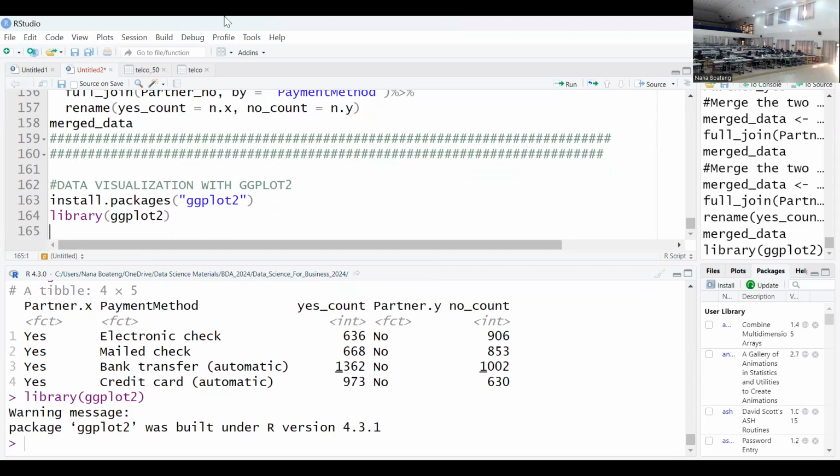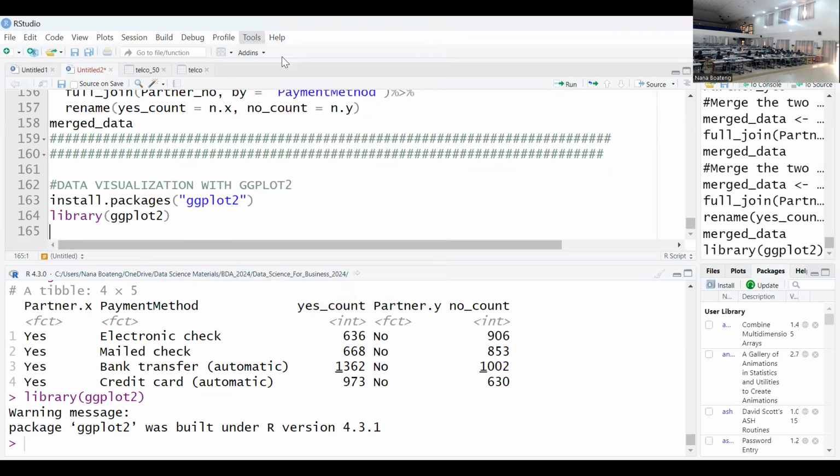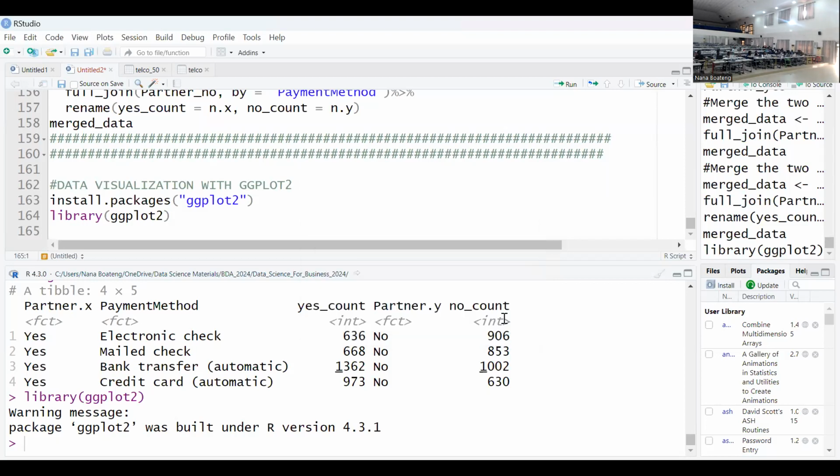Another way you can install packages is to go to Tools. When you go to Tools, you see Install Packages. Instead of writing the syntax, you can click on it, and a dialog box will open. Then you write whatever you want to install, so ggplot. See that it will come up by itself. Choose it and then click on install. So you can either use the syntax or use Tools.